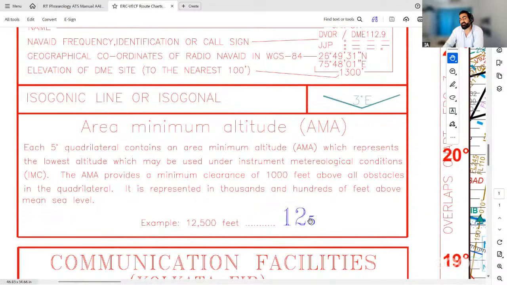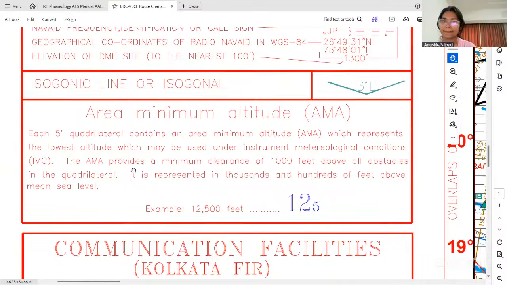Remember that number 6 and then small 3 was written? So this is an area minimum altitude, for each 5-degree quadrilateral. They're showing you that every 5-degree quadrant, we have 360 degrees in a full circle. So 12,500 feet, this is how you read it. This gives you a minimum clearance above all obstacles, a minimum clearance of 1,000 feet.